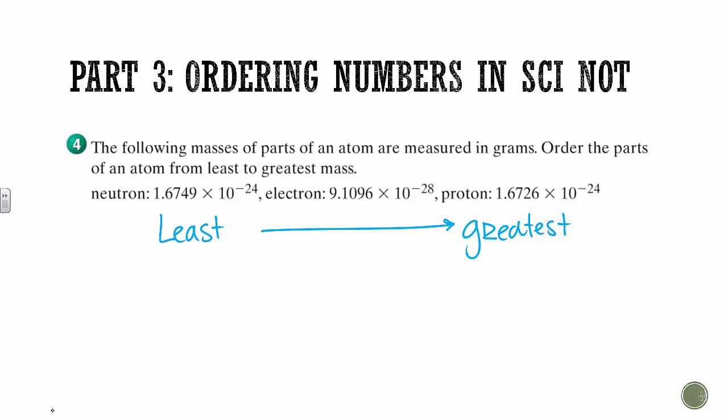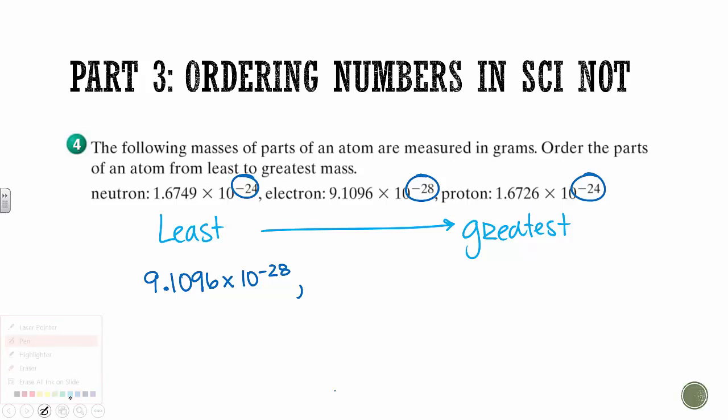So the first thing you have to look at is their powers. Because all of these are negative, that means that these are really, really small numbers, which makes sense because we're talking about neutrons, electrons, and protons. Something to the negative 28th power is going to be way smaller than something to the 24th power. So an electron is going to be the smallest.